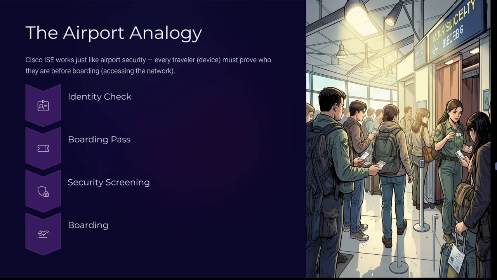Now, let's look at an analogy. It's a great way to understand ISE to compare it to airport security. Before boarding a flight, passengers must verify their identity, present a boarding pass, and pass through security screening. Only then are they allowed to get onto the aircraft. So Cisco ISE works exactly the same way. It verifies the identity of every user and device before granting access to the network.